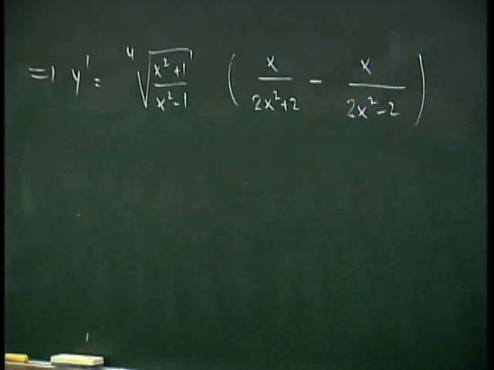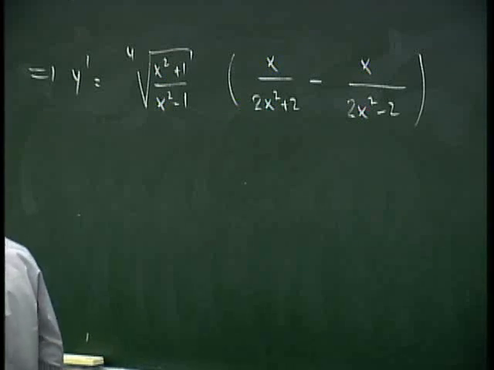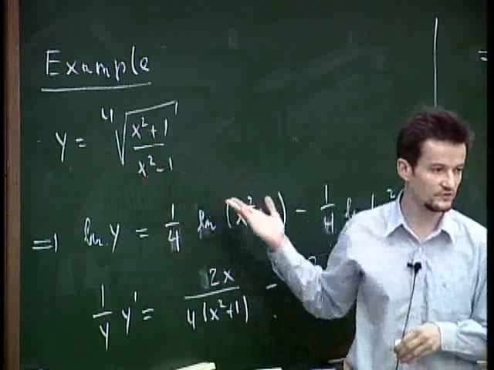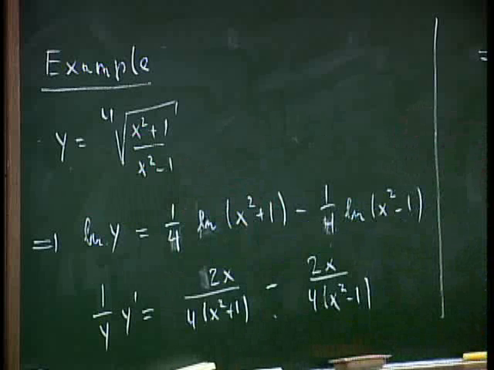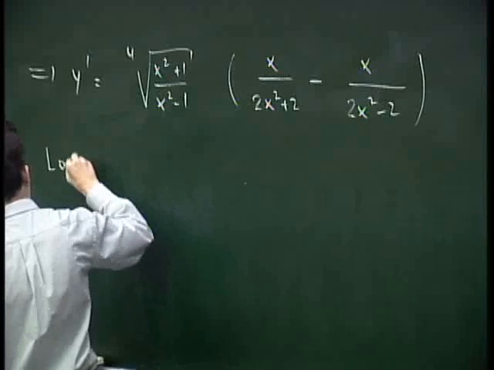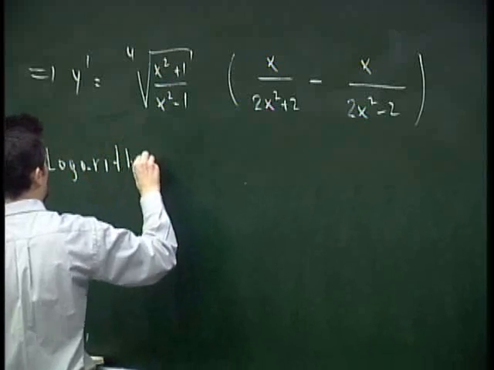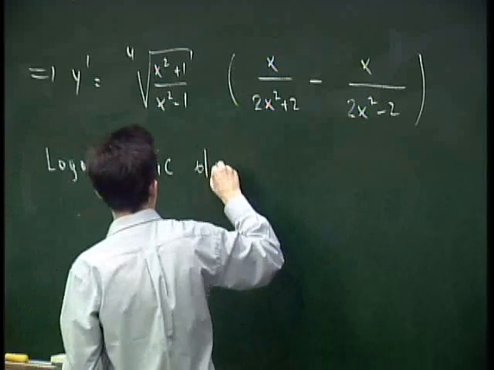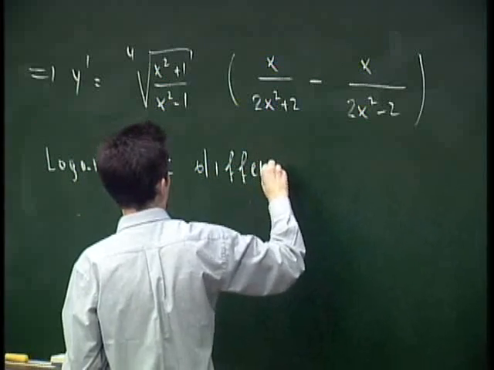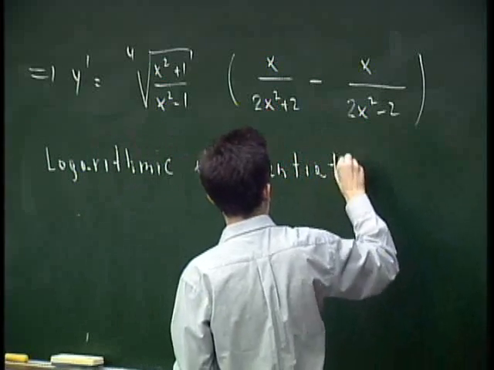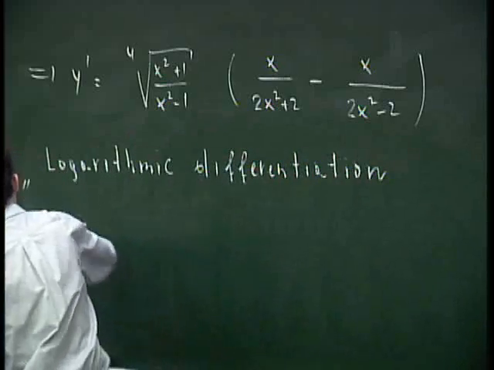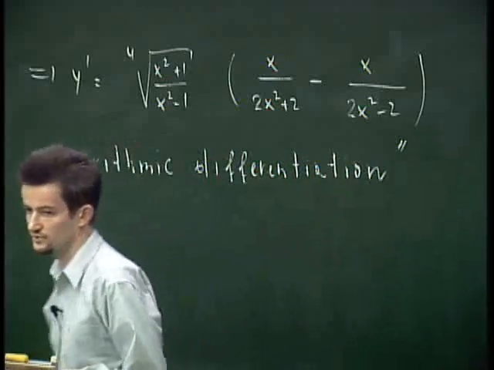So you see that in this case, of course you could take the derivative of the original function, it's no problem, using the rules we have learned so far, but it's getting much easier if you take logarithms first and then use the method of implicit differentiation. This method is called logarithmic differentiation. Okay, so this is terminology, so you should memorize it.